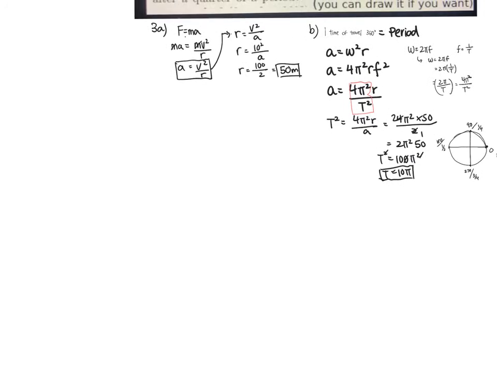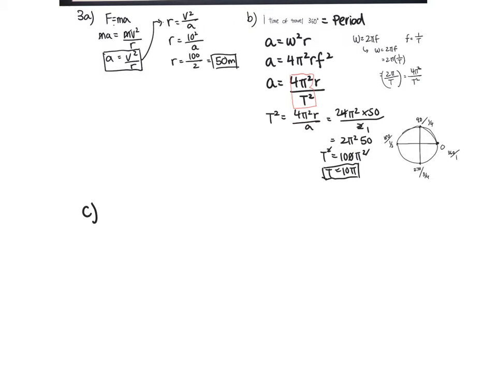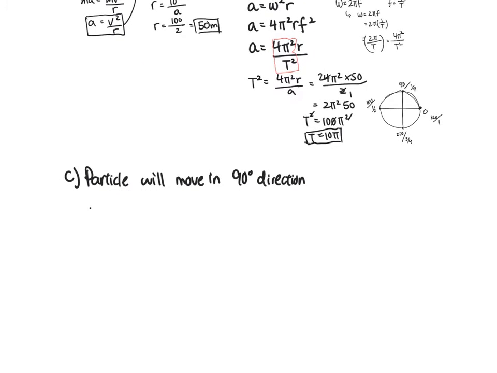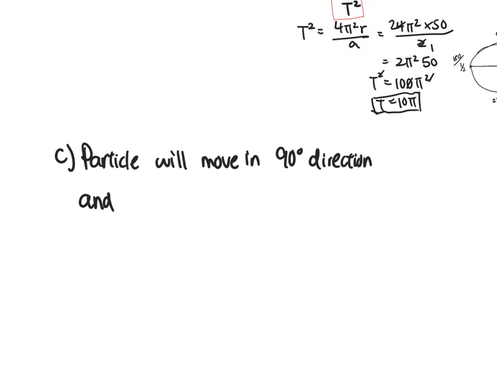Okay, let's put it here. C. The particle will move in 90-degree direction, and this particle will move in 90-degree direction and make 180 degrees from positive x direction.